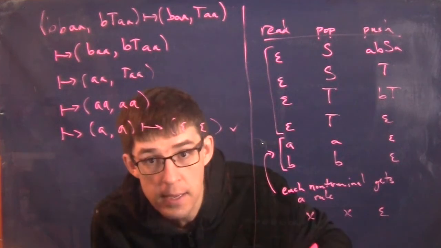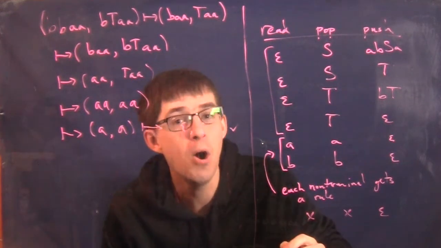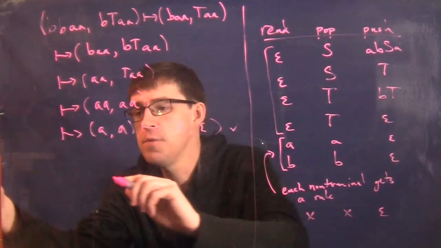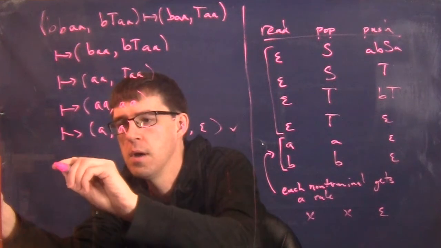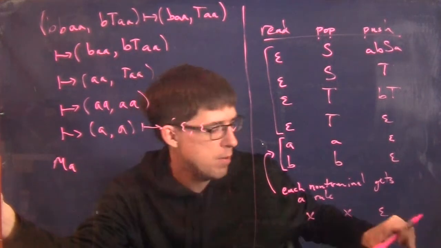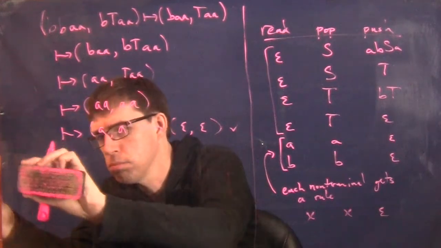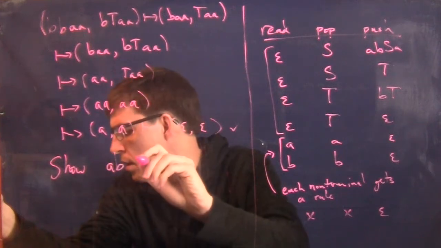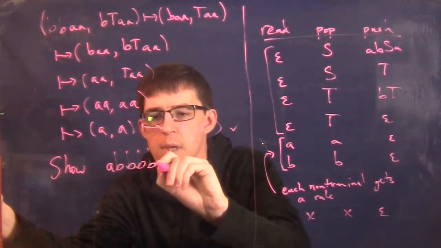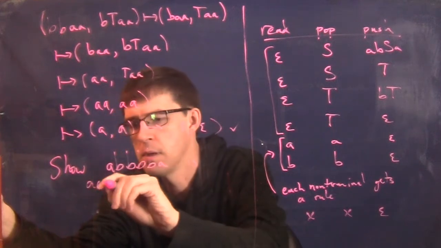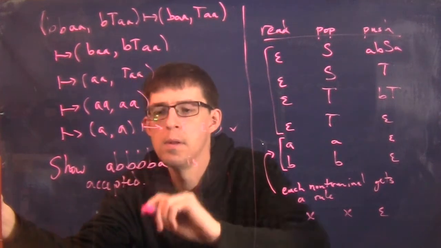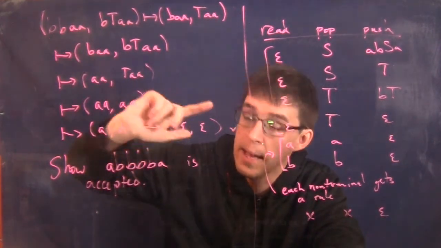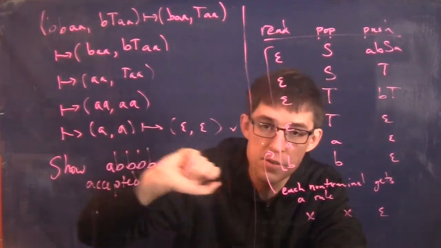I got one for you to try. Can you try it? Can I trust you to pause your video and try to do one on your own? See if you can on the stack machine. How about show A, B, B, B, B, A is accepted. I want you to start with A, B, B, B, B, B, A, and eventually comma S, right? And then eventually do these guys, get down to epsilon, comma epsilon.